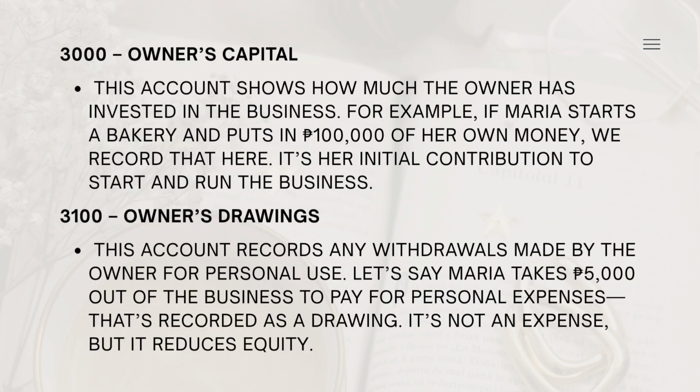3000 owner's capital. This account shows how much the owner has invested in the business. For example, if Maria starts a bakery and puts in 100,000 of her own money, we record that here. It's her initial contribution to start and run the business. 3100 owner's drawings. This account records any withdrawals made by the owner for personal use. Let's say Maria takes 5,000 out of the business to pay for personal expenses. That's recorded as a drawing. It's not an expense, but it reduces equity.